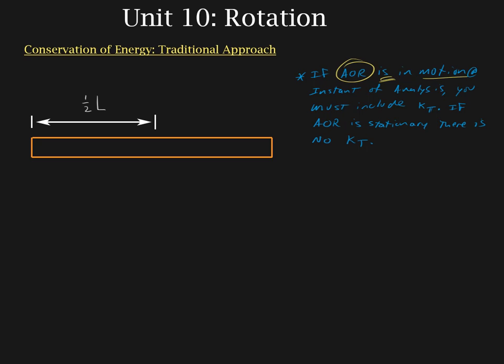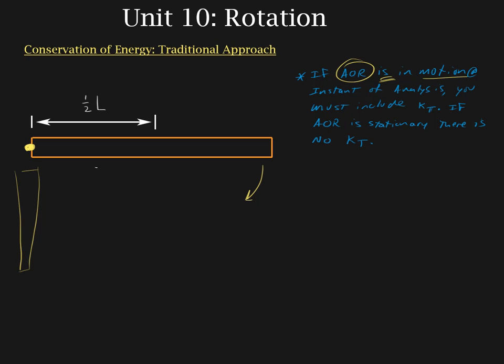Okay, in this example, I want to look at another traditional versus non-traditional approach to conservation of energy with rotation. And in this particular example, we're going to work a little bit backwards, and you're going to see what I mean here in just a moment. Basically, we have a rod which is fixed in place on the end, and the rod is going to swing down until it's vertically oriented. So it'll look something like this.